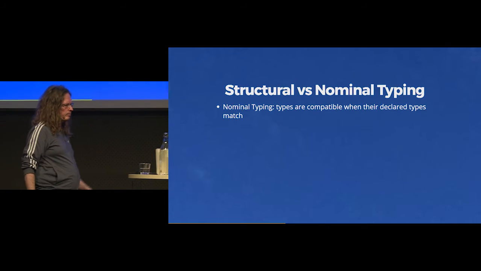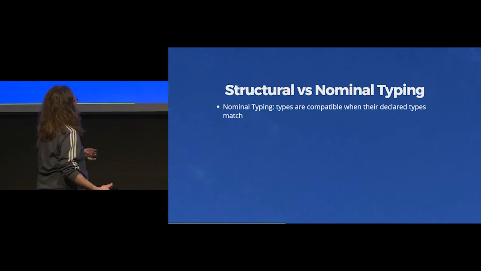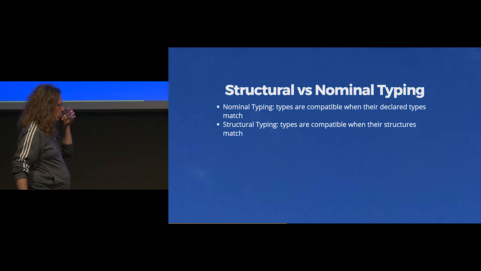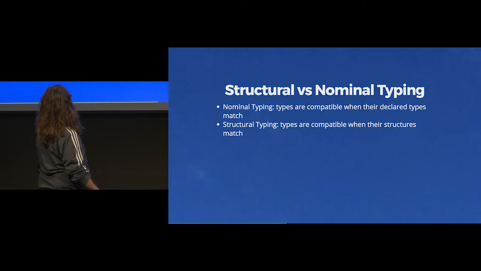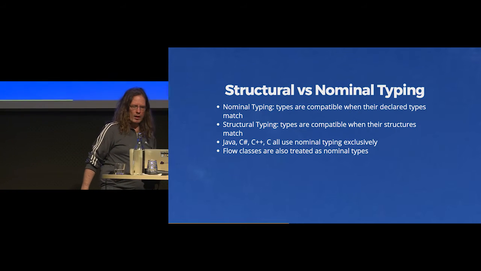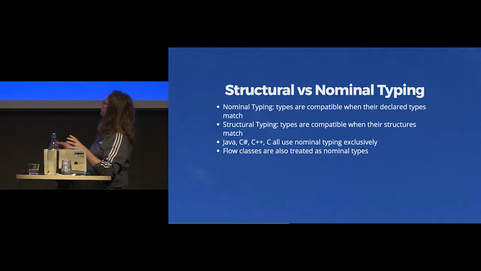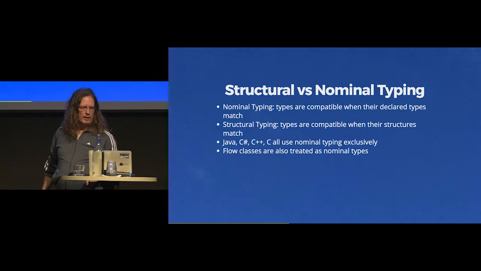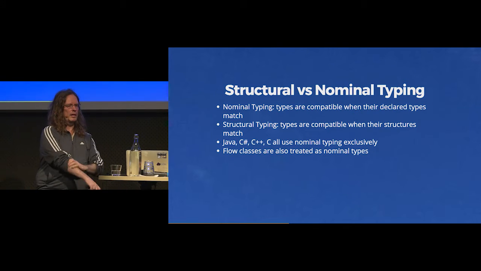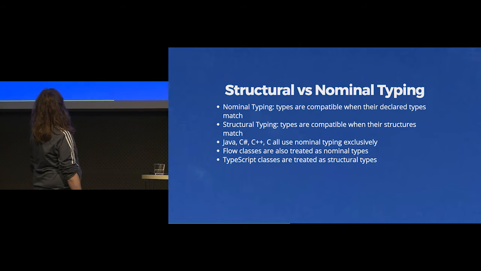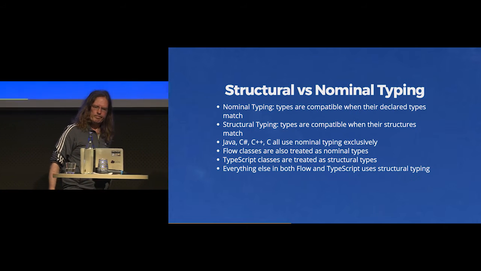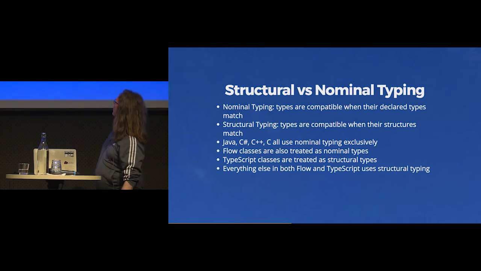That's different. So nominal typing is when types are compatible when their declared types match. And structural typing is when their structures match. Java uses nominal typing. Flow classes, which is a strange exception, are also nominally typed. That means Flow classes are only compatible if they're okay in their inheritance hierarchy. For TypeScript classes, this is not true. They match even if they're only structurally compatible. And everything else in both TypeScript and Flow uses structural typing, just as I showed.